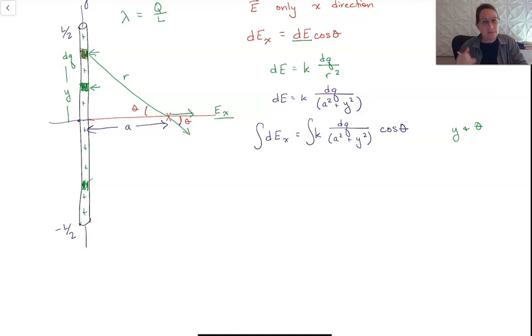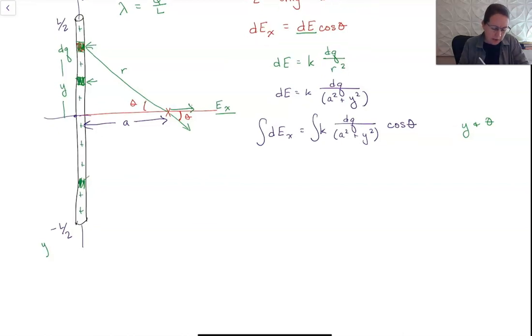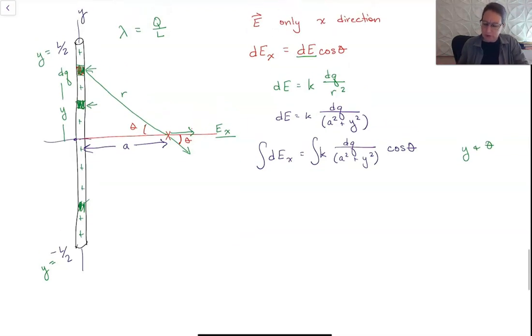And I would like to make it y, because then I could say my limits of integration would be from y is equal to minus L over 2 up to y equals L over 2. So I want everything in terms of y if I can. And then of course I've got this dq that I need to deal with.